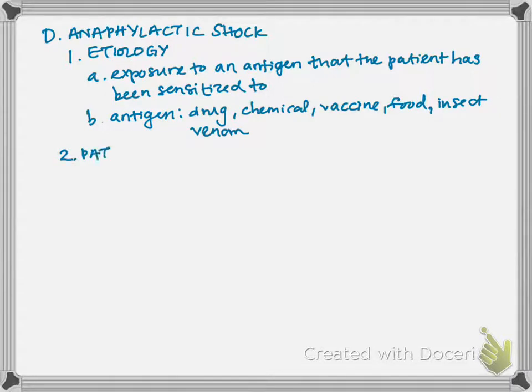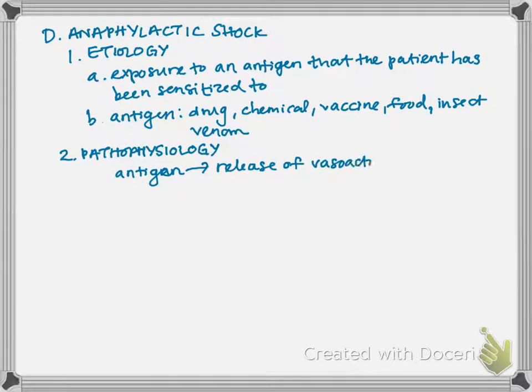In terms of the pathophysiology, your chapter on immunity goes into really intense detail about this. Basically what happens is you have an antigen exposed to the patient, and then we have release of vasoactive mediators. The vasoactive mediators, with regard to the immune system, the inflammatory response, are going to vasodilate and cause an increase in capillary permeability. And you guys are going to get sick of hearing that because that's all we're going to talk about in SIRS and shock.